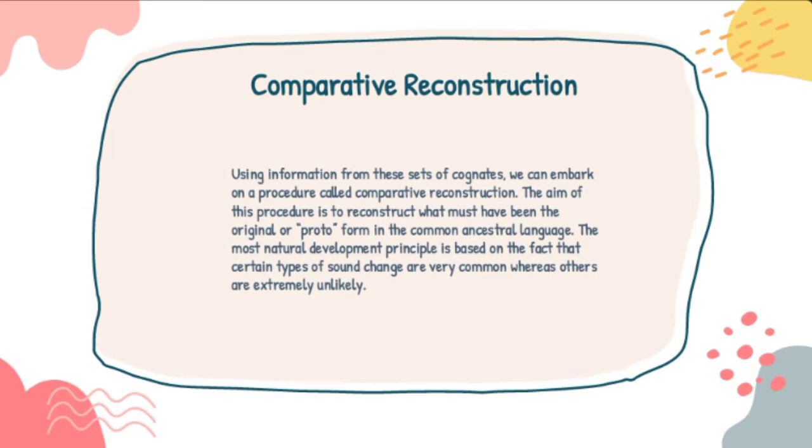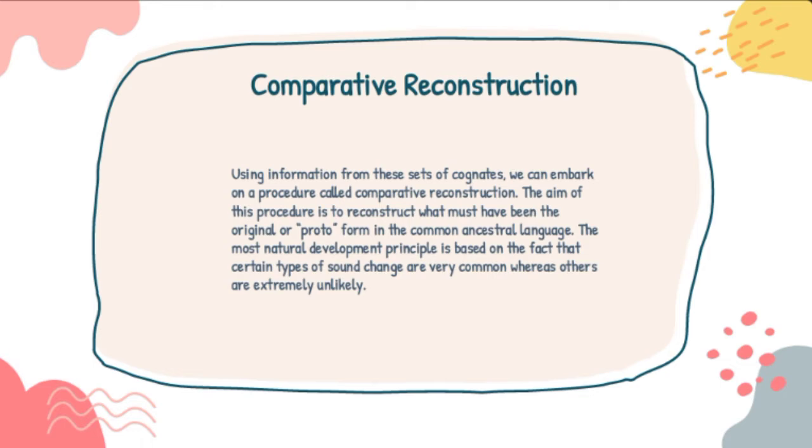The most natural development principle is based on the fact that certain types of sound change are very common, whereas others are extremely unlikely. The direction of change described in each case, 1 to 4, has been commonly observed, but the reverse has not. The first is final vowels often disappear. The second is voiceless sounds become voiced, typically between vowels. The third is stops become fricatives, and the fourth, last but not least, consonants become voiceless at the end of words.